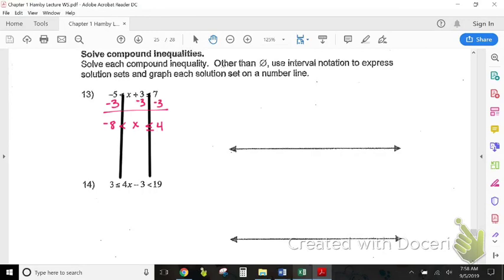So we can graph this. So negative infinity, positive infinity. It's going to have a negative 8 and a 4. X is between them, so we're going to shade between. The negative 8 does not have an equal sign, so put a parenthesis. And the positive 4 has an equal sign, so put a bracket.